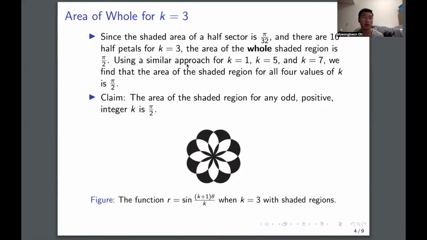And using a similar approach for k equals 1, 5, and 7, we find that the area of the shaded region for all four values of k is pi over 2. Our claim is that the area of the shaded region for any odd positive integer k is pi over 2.